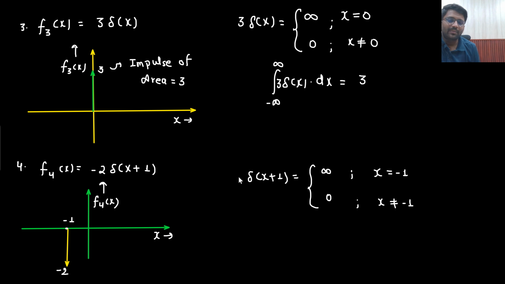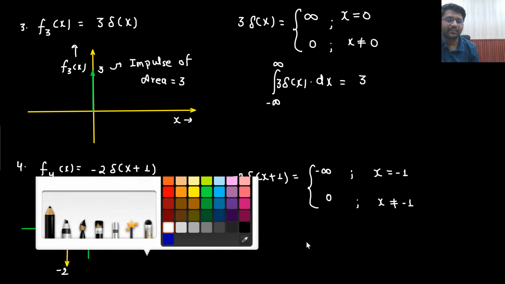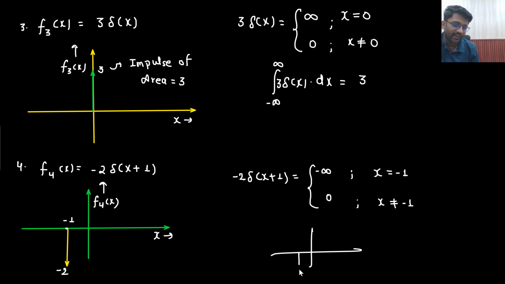Okay. Now, that is being multiplied with minus 2. So, infinite multiplied with minus 2 will be minus infinity, no? And 0 multiplied with minus 2 will be 0 only. So, when this is multiplied with minus 2, this will become minus infinity. So, you are getting the amplitude as minus infinity. That means you are getting the amplitude in the negative direction at x equals minus 1.